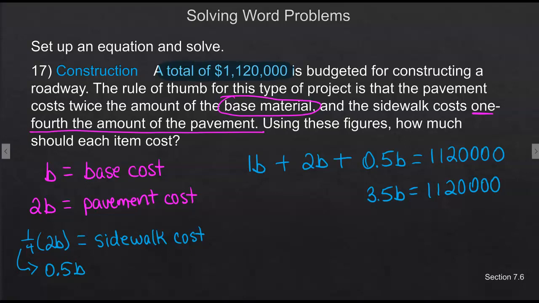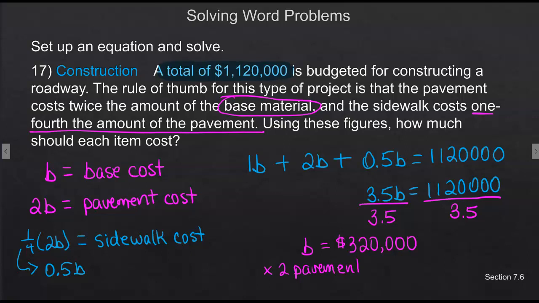And then to solve, we divide. When we divide by 3.5, we find that our base is $320,000. And then we can find the other parts of that, right? So we're going to do the base times 2 to get our pavement. So that's going to be 640,000.